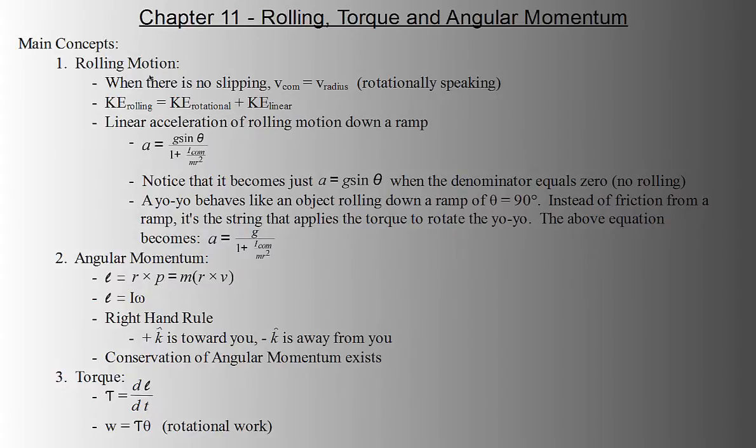So, rolling motion. Rolling happens a lot in our world, and we can explain it with some relatively simple expressions. I'm going to talk about how when there's no slipping, then the linear velocity at the radius of, say, a wheel equals the velocity of the center of mass, and that's rotationally speaking, as I'll explain in more detail later. When dealing with conservation of energy type problems, we have to consider two types of kinetic energy. That's rotational kinetic energy and linear kinetic energy. So the total rolling kinetic energy is going to be the sum of these two.